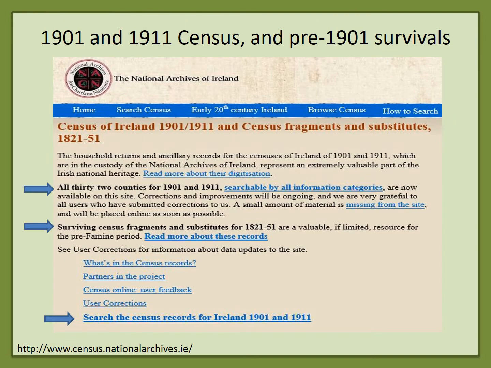Here is the home page for the Irish census records available online. The 1901 and 1911 census are searchable in all 32 Irish counties. Surviving fragments and substitutes are also available online, and this page contains a link to read more about this part of the collection. The search link at the bottom of the page provides access to the 1901 and 1911 and other census records.